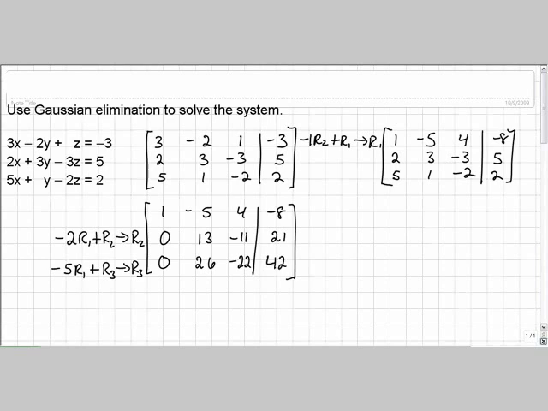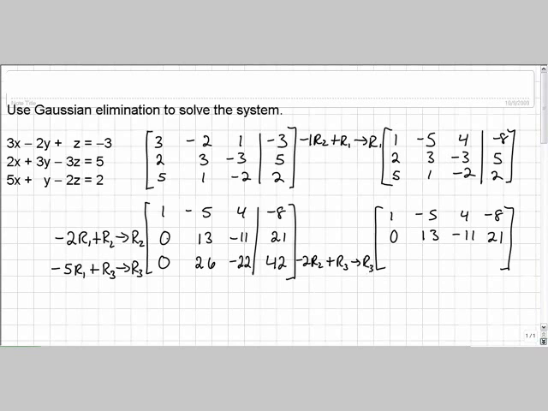All right, so I also need to get a 0 here where the 26 is. And I see a real easy way to do that. If I just multiply 13 by -2 and add it to 26, that will give me a 0. So I'm going to leave the first row alone, leave the second row alone, but take -2 times row 2, add it to row 3, and replace row 3.